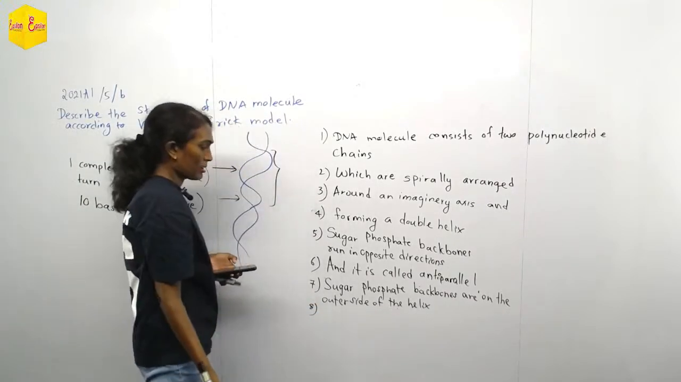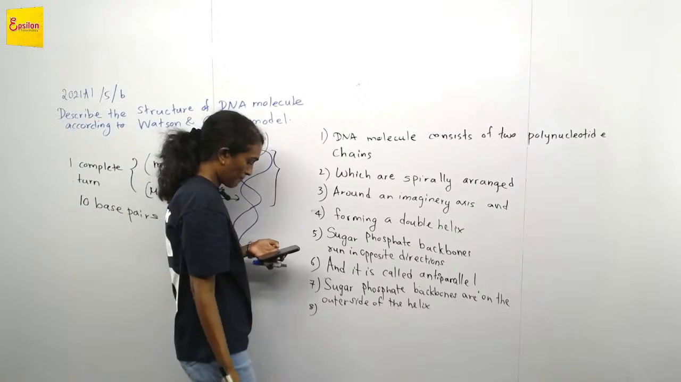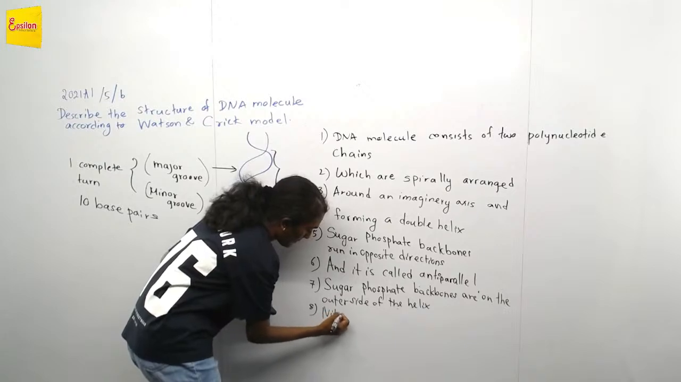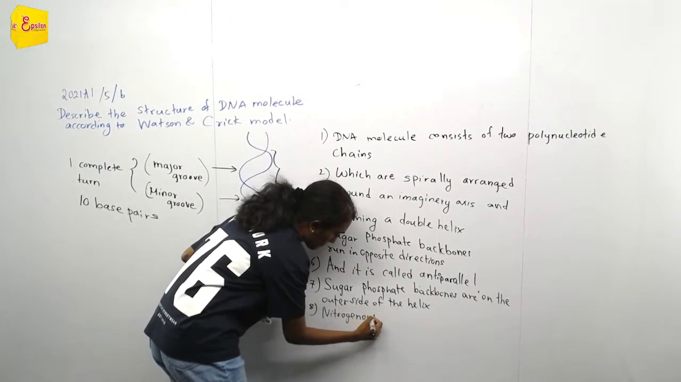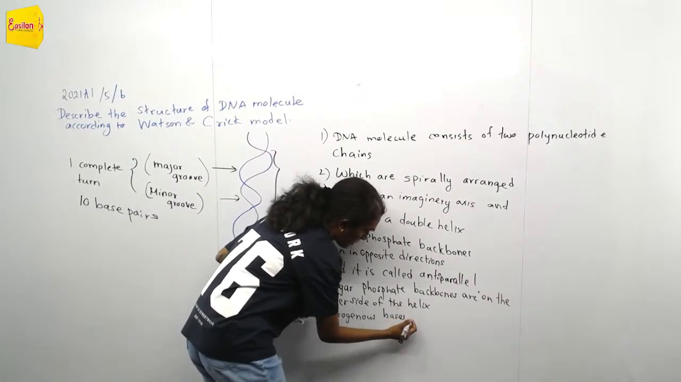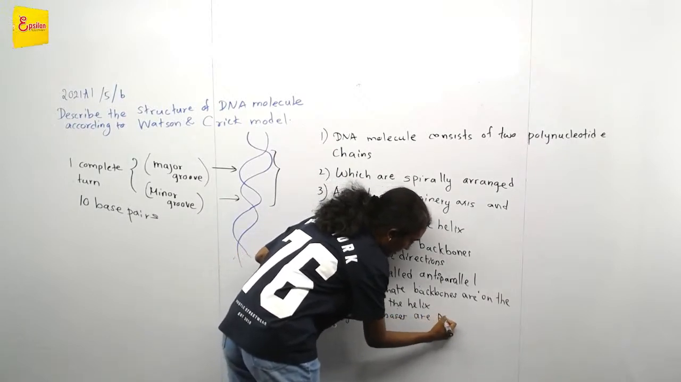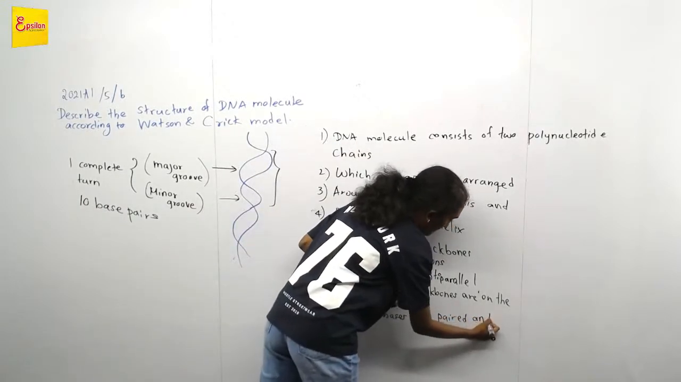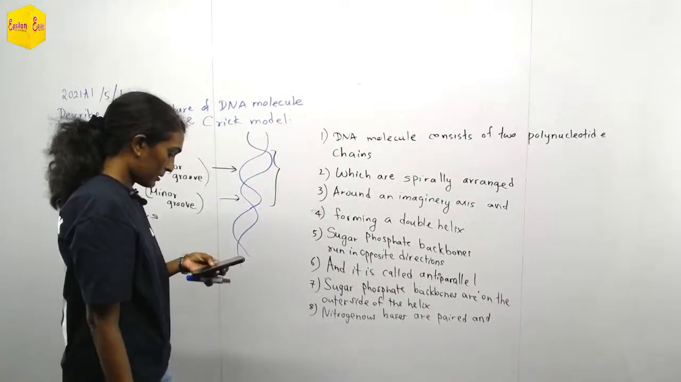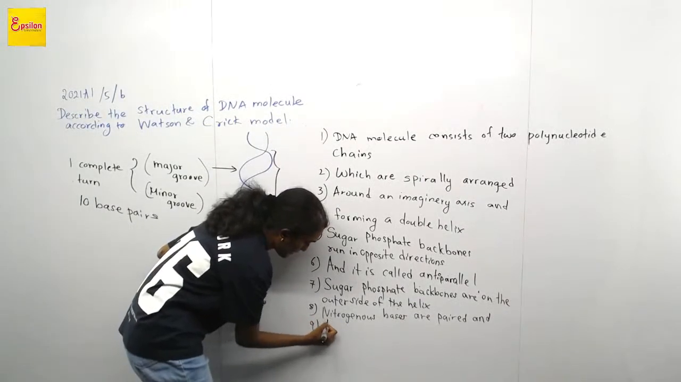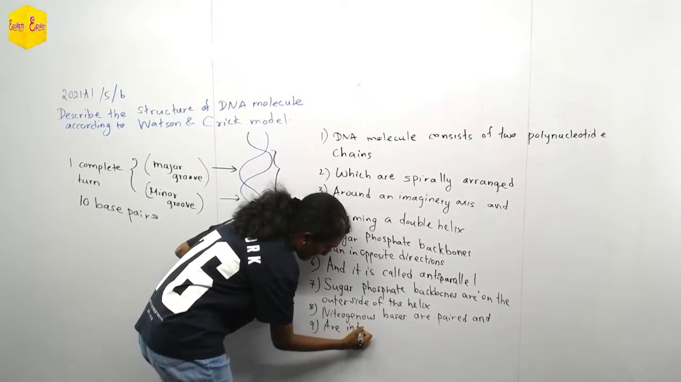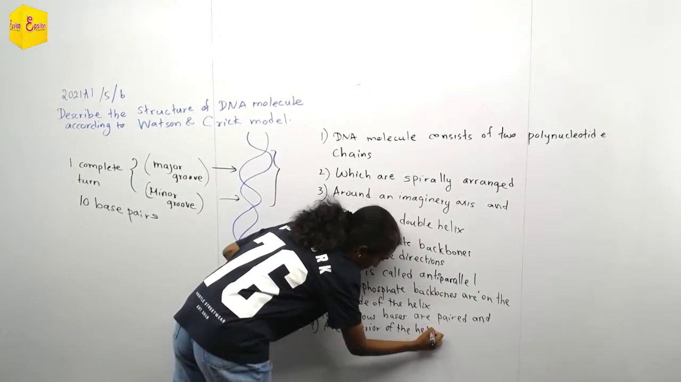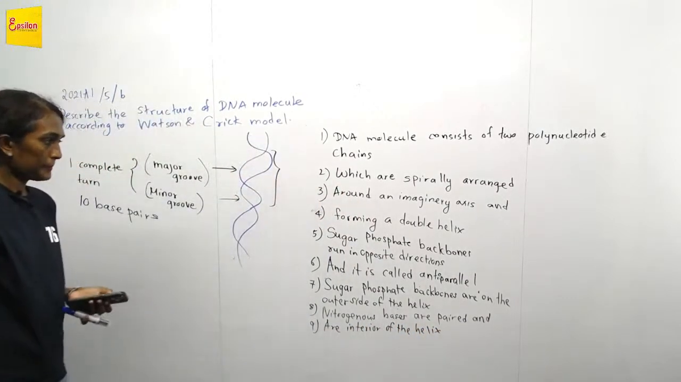Number 8. Nitrogenous bases are paired and are interior of the helix. Correct?